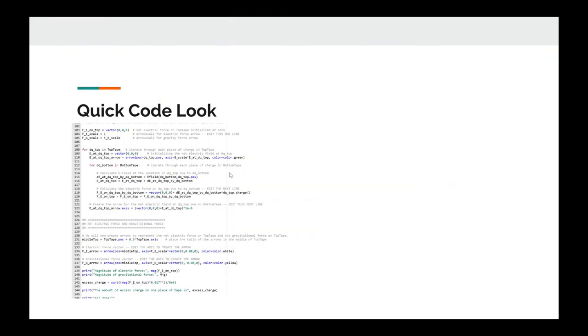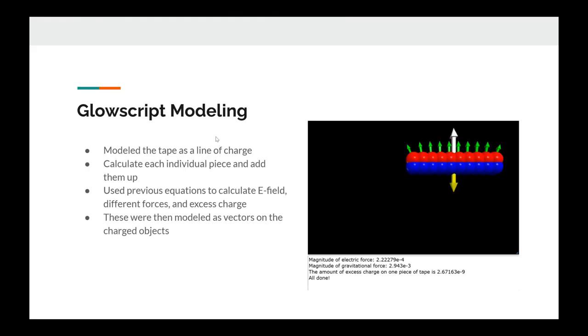Here's a quick look at the code. We will be reviewing what it means in a second, but this is just a preview of what the code looks like. Here's the GlowScript modeling. We modeled the tape as a line of charge. As you can see, it's a bunch of different points of charge, each with an even amount of the charge interacting with the line above. We calculate each individual piece of the electric field and the force and then add them up, and then use the previous equations to calculate E field, different forces, and excess charge. These are then modeled as vectors on the charged objects.